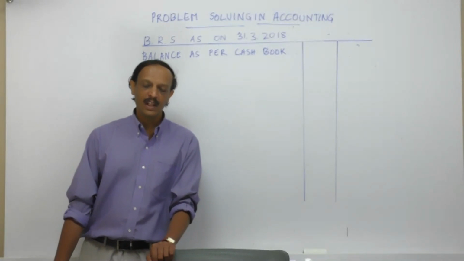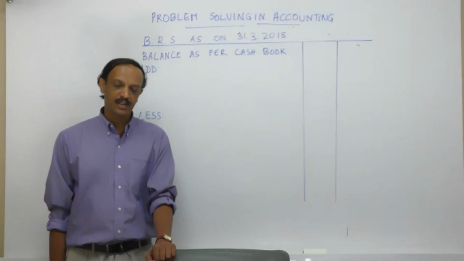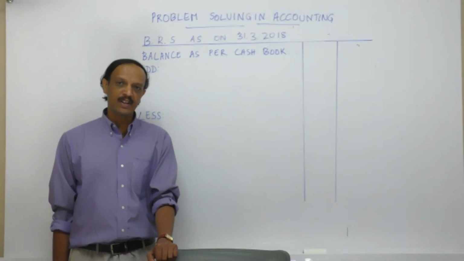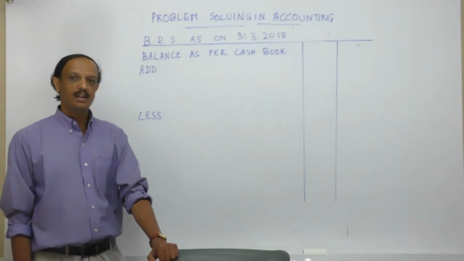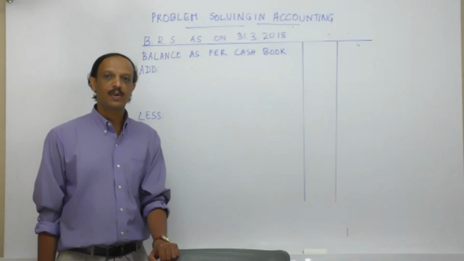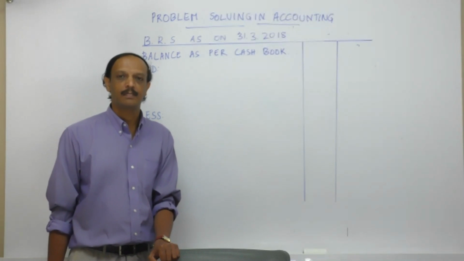Hello. The last two sessions, we saw how to pass the journal entries and how to post those entries in the ledger. In this session, we see something about a concept called bank reconciliation statement. It is also called BRS in short.